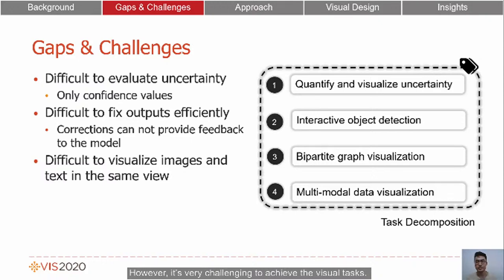However, it's very challenging to achieve the visual task. For example, for task 1, the challenge only provides us the confidence values of detected body boxes. The confidence value is only the maximum predicted value of all the objects. It does not tell us how possible the model misclassifies a detected body box. Therefore, it's difficult to evaluate the uncertainty with only the confidence values.